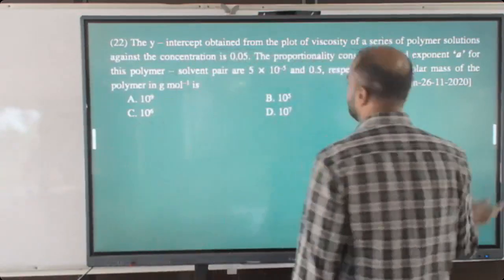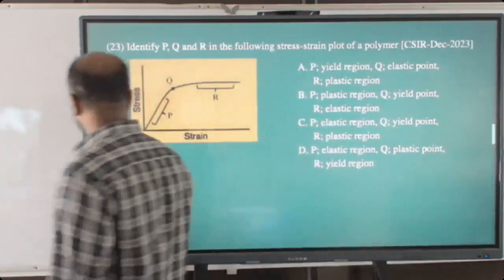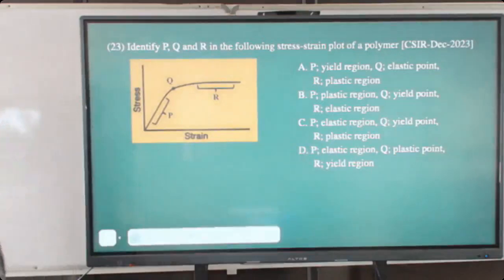It's 23. Identify P, Q and R in the following stress strain plot of polymer.